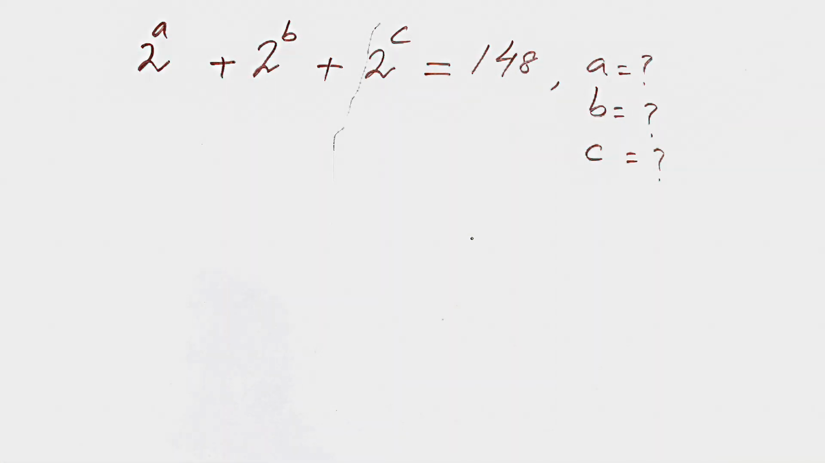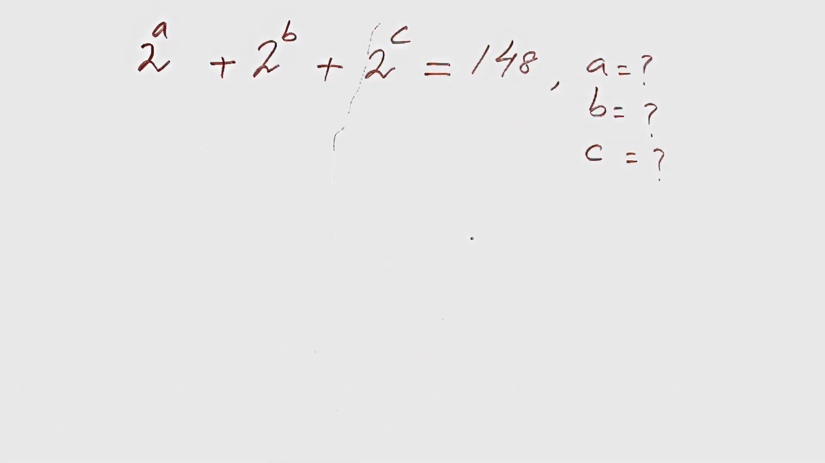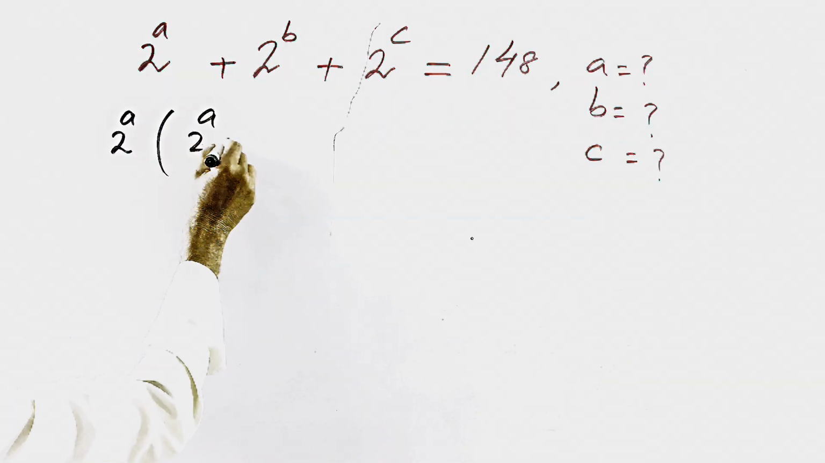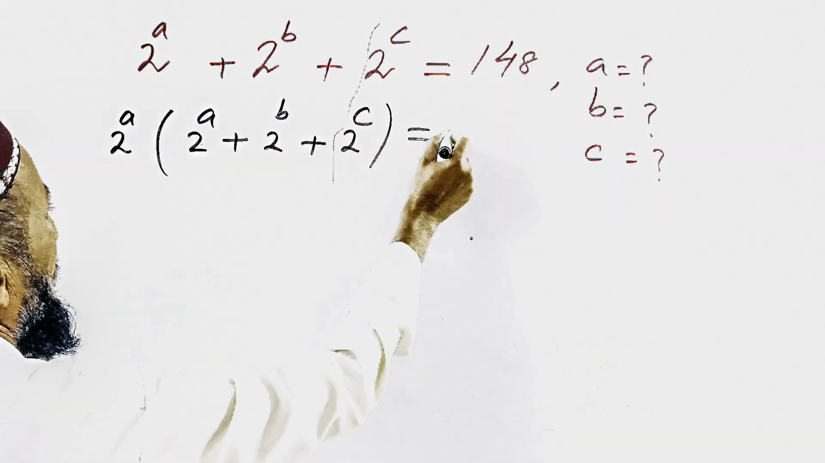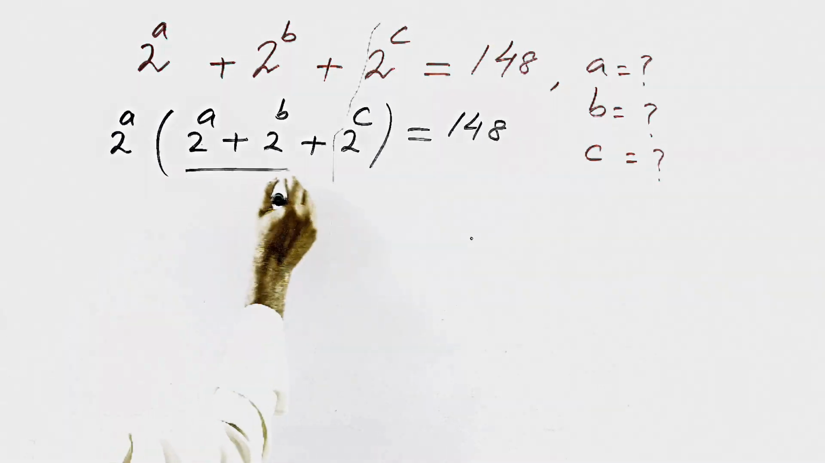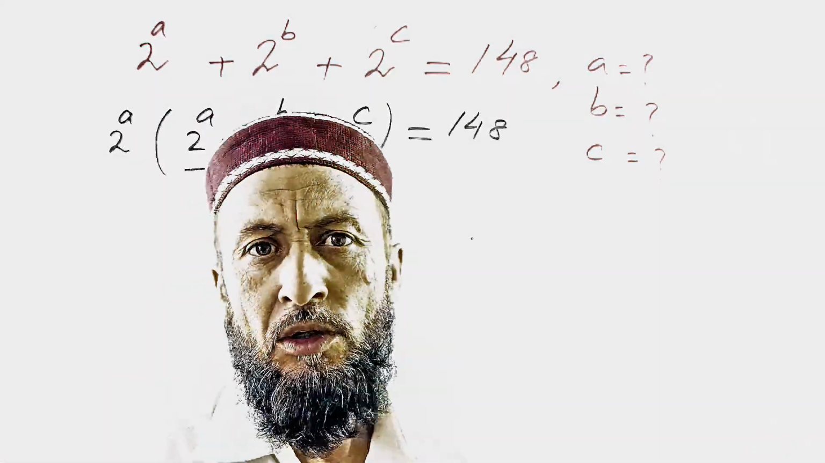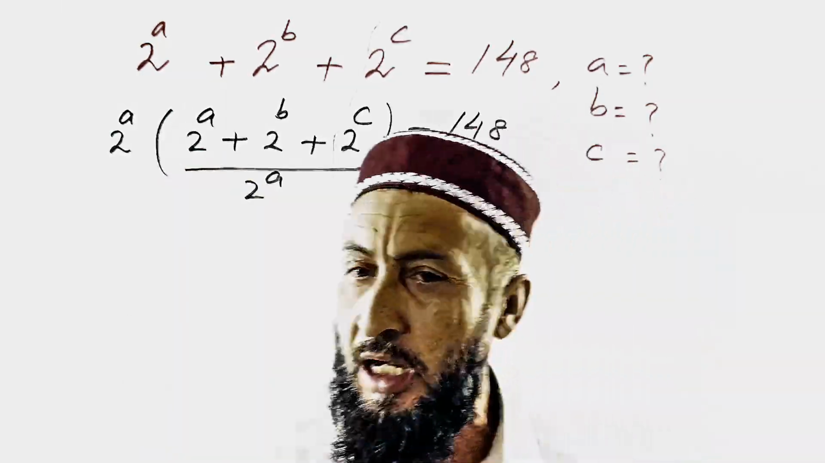If we multiply and divide the left hand side by this term, 2 exponent of a, then we get 2 exponent of a times (2 exponent of a plus 2 exponent of b plus 2 exponent of c) is equal to 148. This term is multiplied and also divided by 2 exponent of a. Both cancel each other, but we don't cancel it here because we are making the same term.